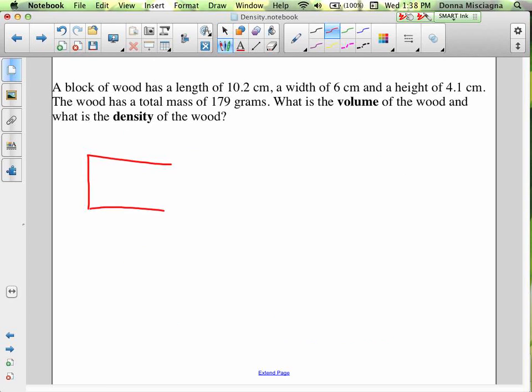All right, so that's going to be a rectangular prism. All right, so we have a length of 10.2 centimeters, I should put units there. And we have a width of 6 centimeters. And then we have a height of 4.1 centimeters.